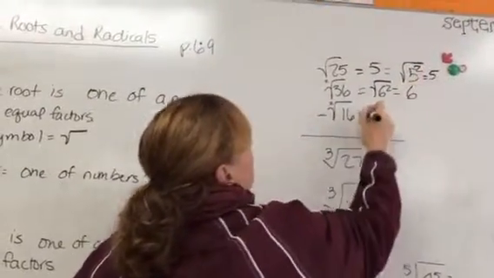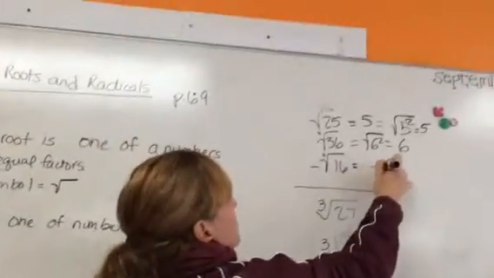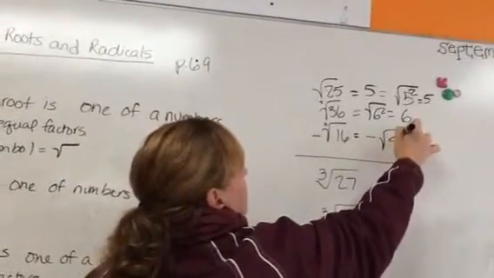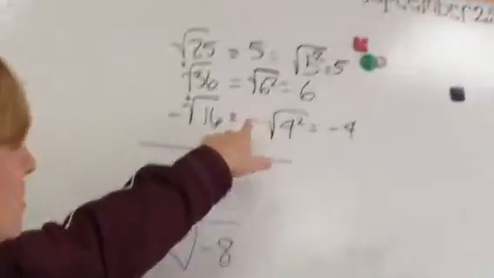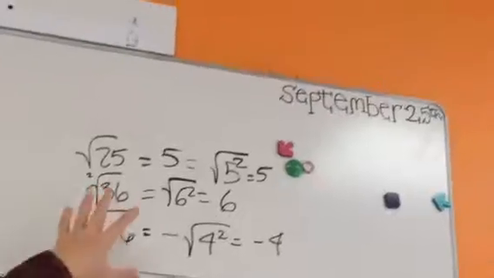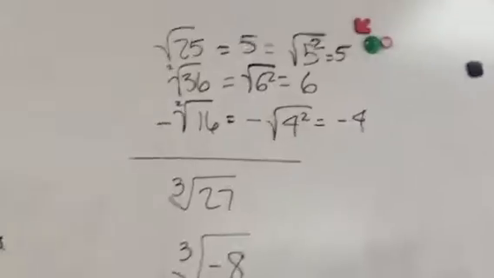And then there's a negative in front of this square root, so that just means there's a negative in front of that like that, and that's 4 squared, and that equals negative 4, because I carry the negative over there. Now you don't have to write square root of 6 squared. You can just write the square root of 36 equals 6.